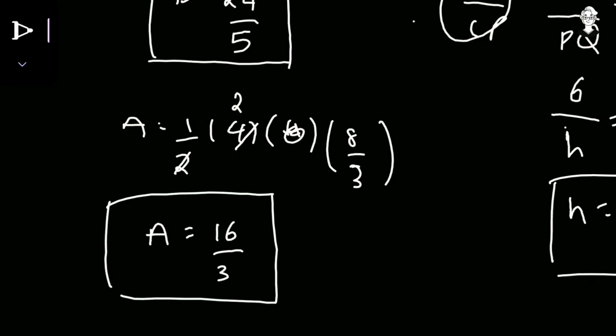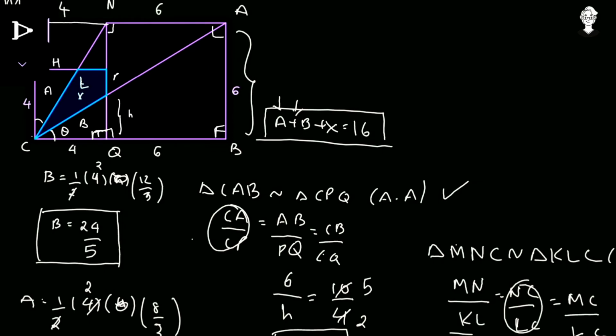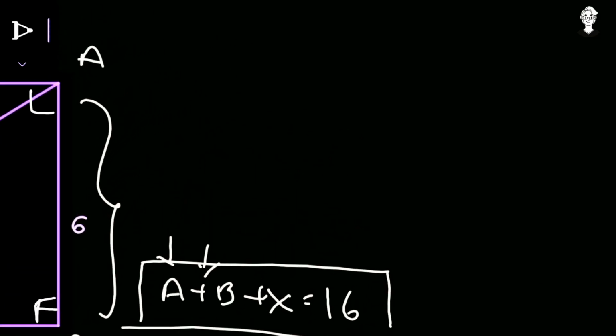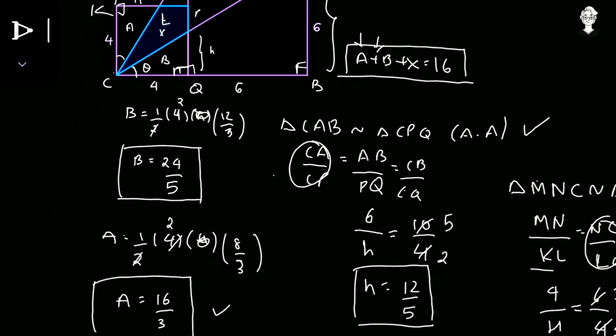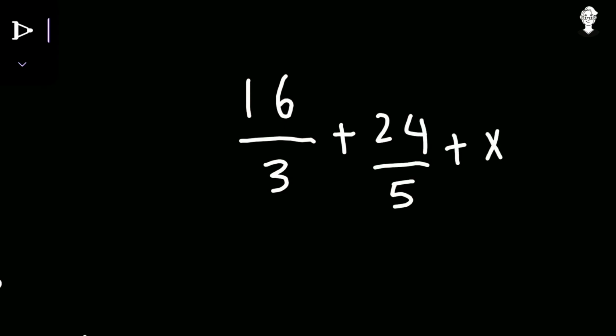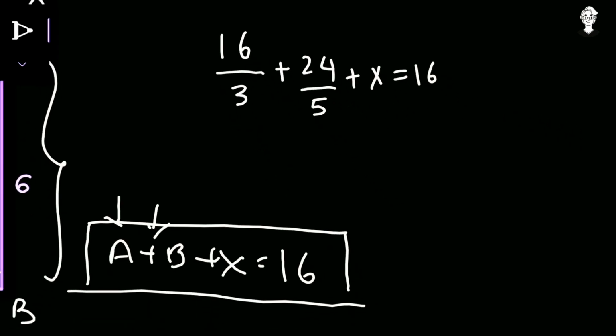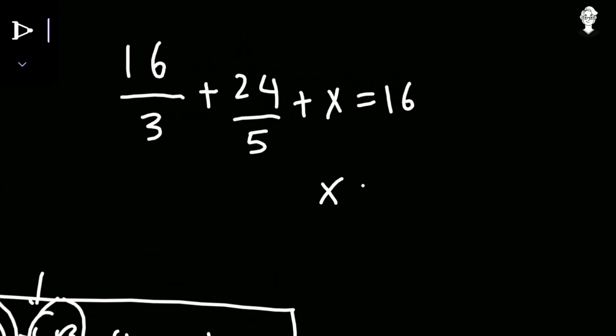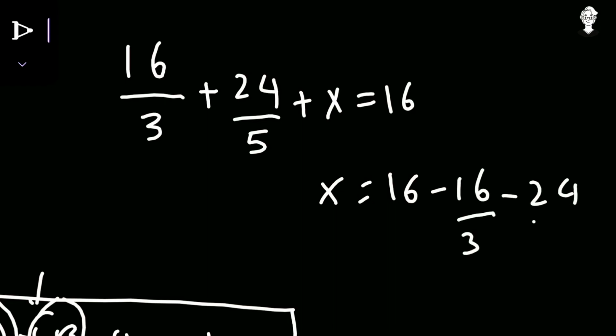Now what was the equation? That a plus b plus x is equal to 16. The value of a we have got is 16 upon 3, and the value of b is 24 upon 5. So 16 upon 3 plus 24 upon 5 plus x is equal to 16. That was the equation. We have found the values of a and b, now we are putting them in. So x is equal to 16 minus 16 upon 3 minus 24 upon 5.